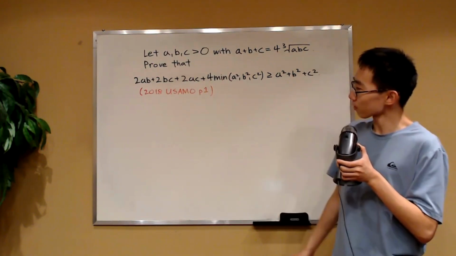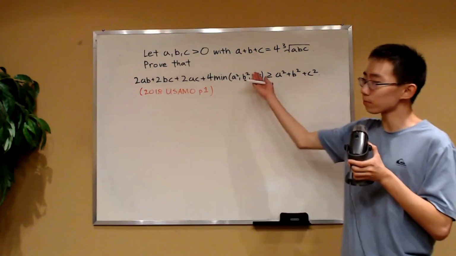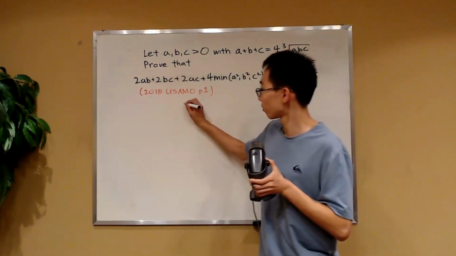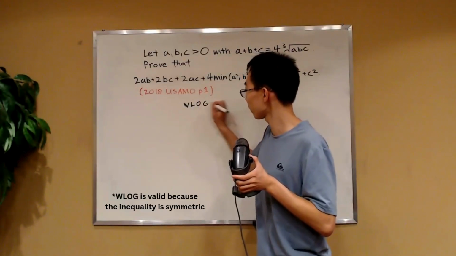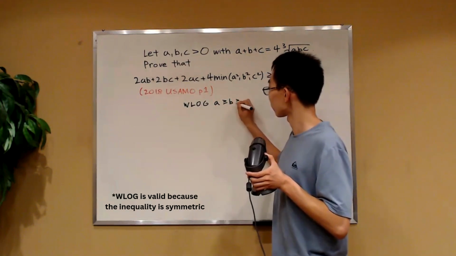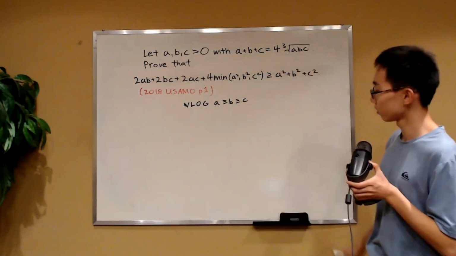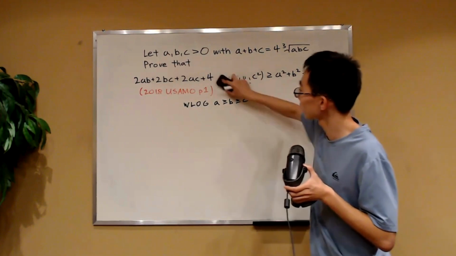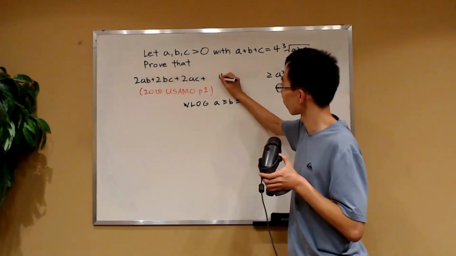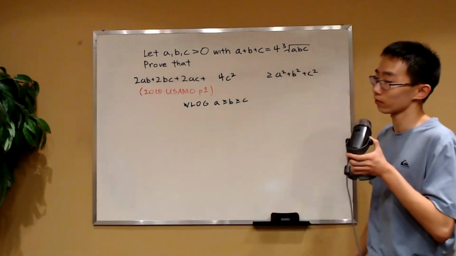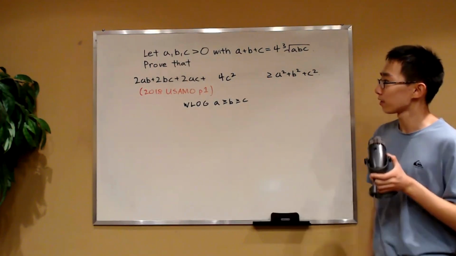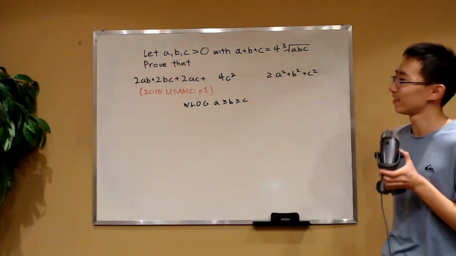Okay, so first of all, this minimum function is pretty annoying, right? But don't worry, we can just say, without loss of generality, we will assume a is greater or equal to b, greater or equal to c. And then this minimum function is of no use anymore. It's overkill, so we can just replace that with 4c squared, basically giving us the minimum of whichever one of those three we had, right? Okay, what do we do from here?